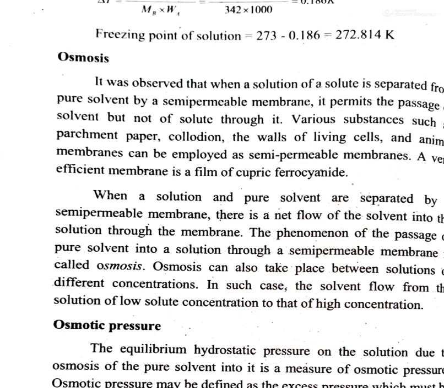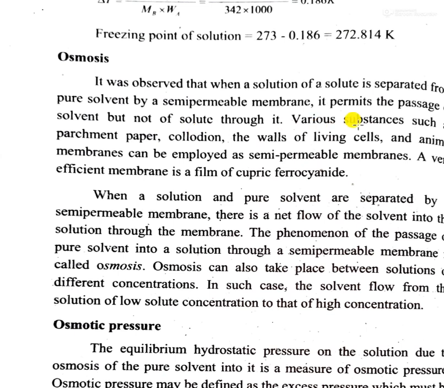Now the fourth colligative property is osmotic pressure. Osmosis is actually the process in which the solvent molecules tend to penetrate a semi-permeable membrane and get into the solution. If two media, that is the solvent and the solution, are separated by a semi-permeable membrane like parchment paper, collodion, the walls of a living cell or any animal membranes, all these can be employed as semi-permeable membranes. If a solution and a pure solvent are separated using a membrane, we know that the concentration of the solvent molecules in the solution will be lesser.